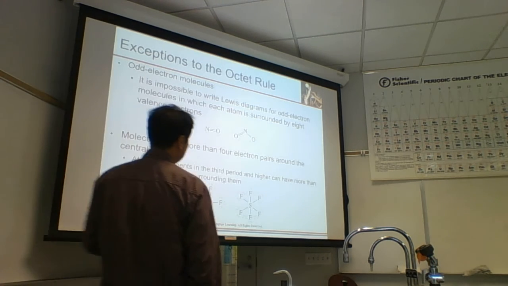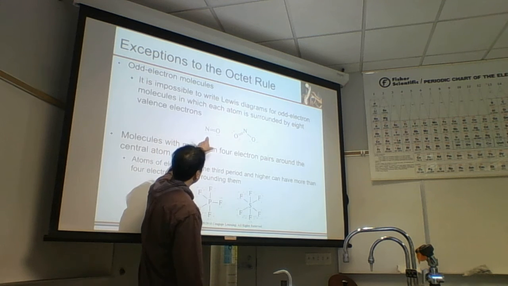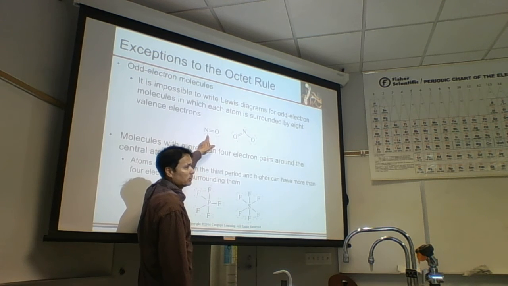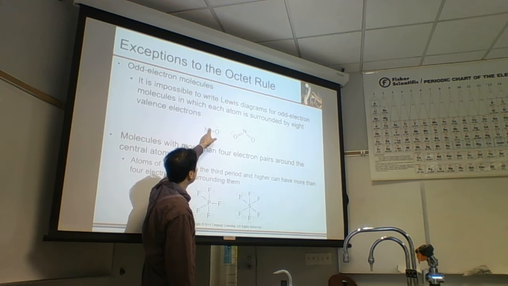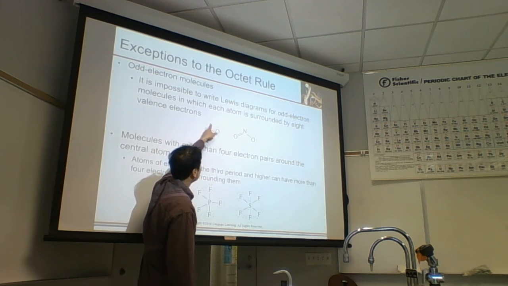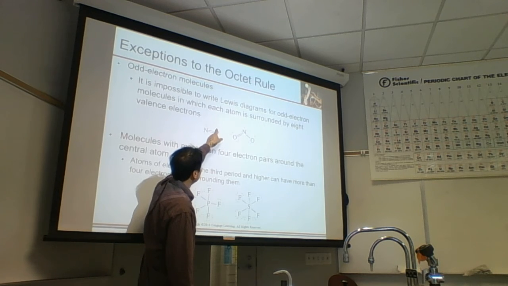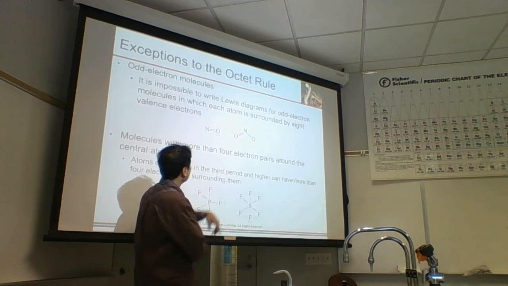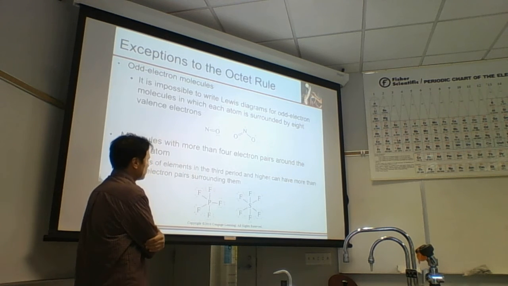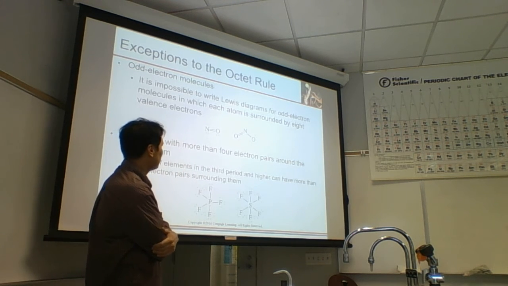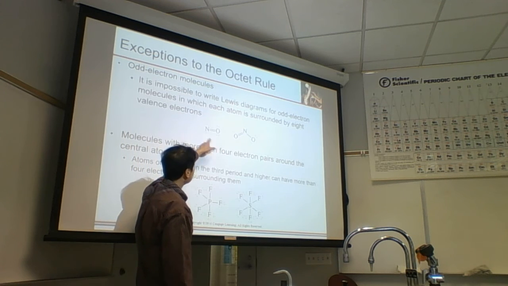But there are some species that, if you look, does nitrogen have an octet here? No. Nitrogen has 2, 4, 6, 7 electrons, one short of an octet. Oxygen has an octet. That's 2, 4, 6, 8. So we have the octet. And so this is less than an octet. That less than an octet makes this pretty unstable. And this is nitrogen monoxide.